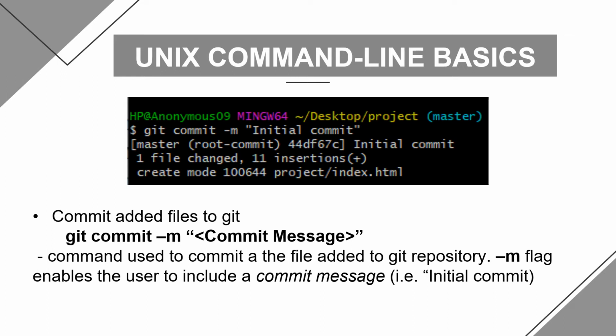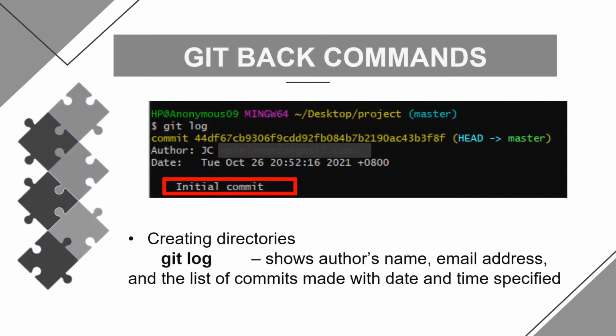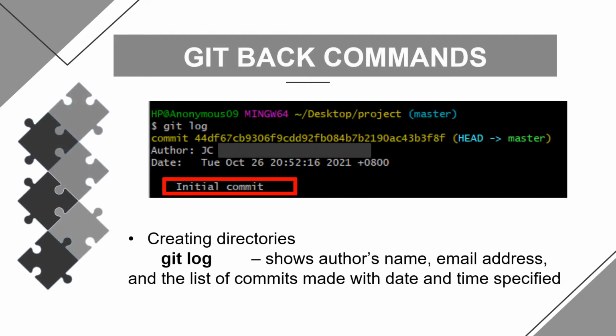Git commit m is used to commit the file added to Git repository. M-flag enables the user to include a commit message, i.e. initial commit. Git log shows author's name, email address, and the list of commits made with date and time specified.